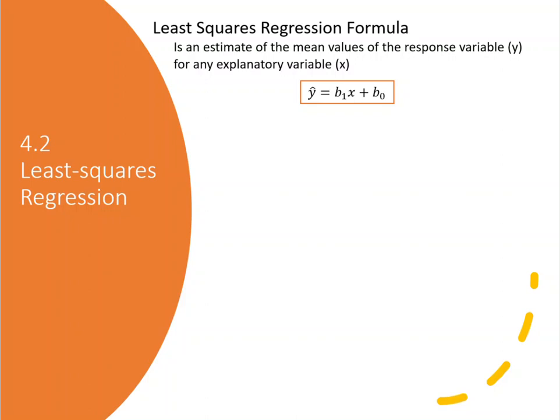So what we're looking at here on the screen is the equation representing the line we would have been creating from a previous section when we created a scatter plot. This is called the least squares regression formula, and we use this line to be able to estimate the average value of our y variable, or the response variable, with some particular explanatory variable, or x.